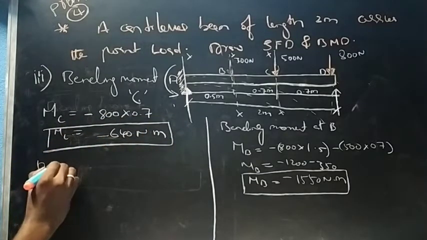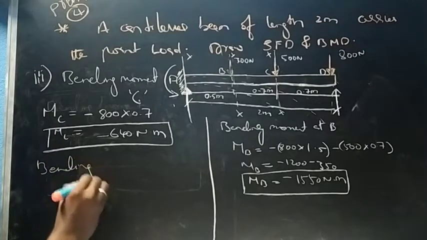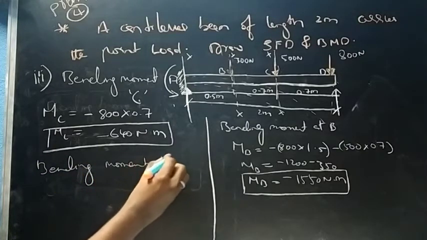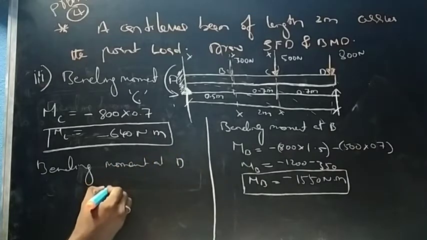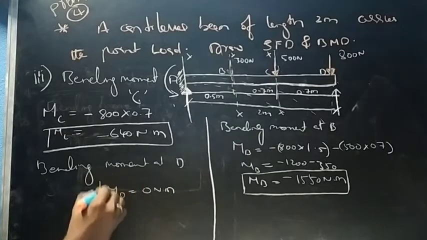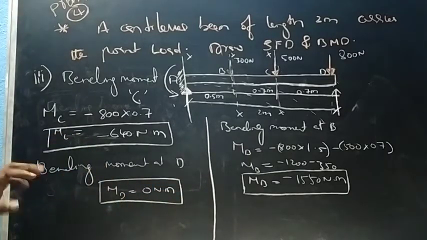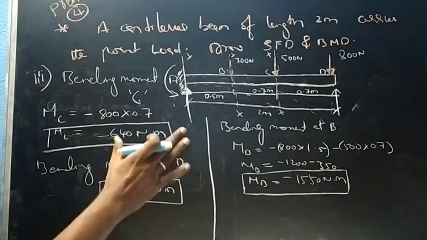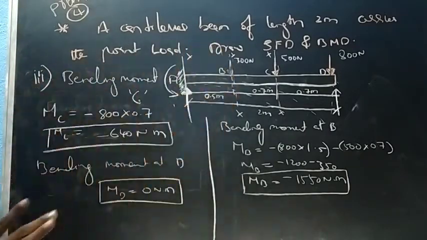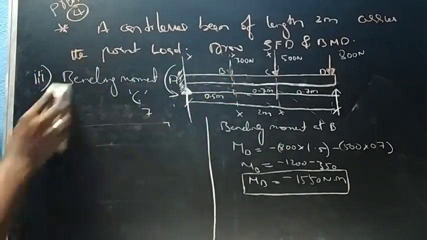Then bending moment at D will be 0. MD equals 0 Newton meter. Okay, so you got shear force values, you got bending moment values. The fourth step is to draw shear force and bending moment diagram.